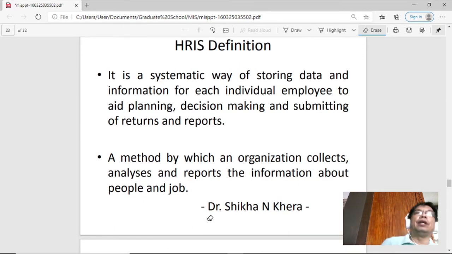HRIS definition. It is a systematic way of storing data and information for each individual employee to aid planning, decision making, and submitting of returns and reports.